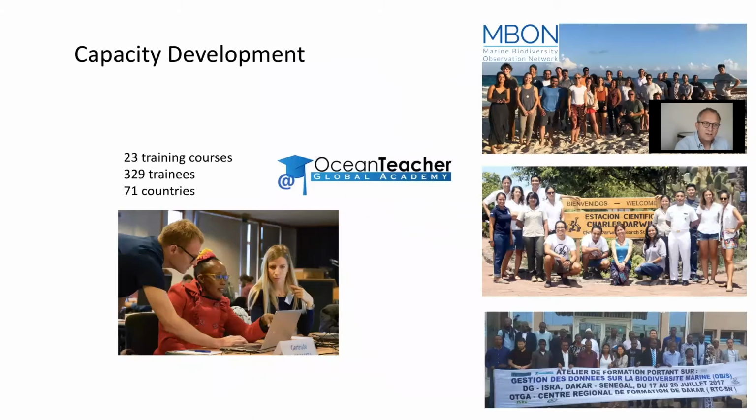About training, so far we've organized 23 training courses. We've trained more than 300 people from 71 countries, and we do this together with the Ocean Teacher Global Academy. The Ocean Teacher Global Academy is also a project of IODE, and they have established a number of regional and specialized training centers. They will have soon 16 training centers all over the world, training in their own local languages, local use cases, etc. It's a really successful program.